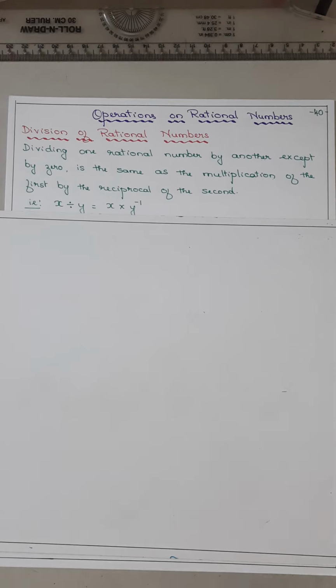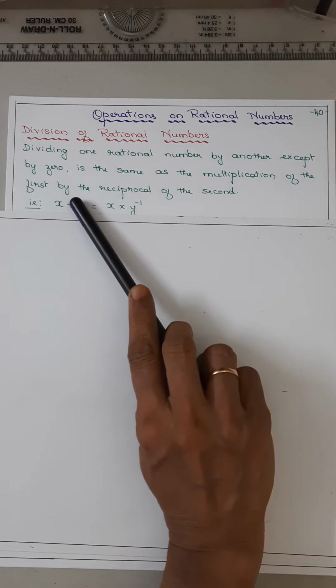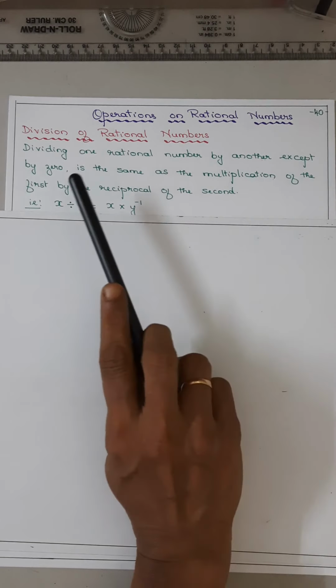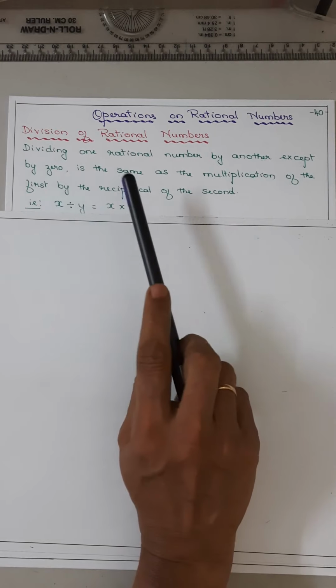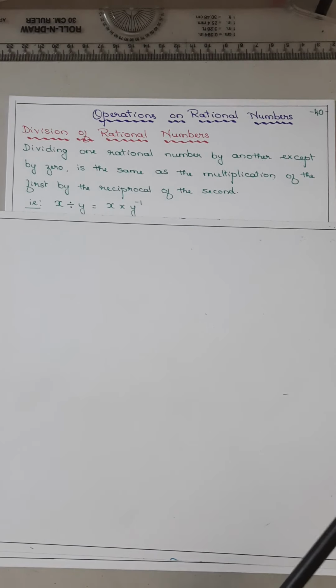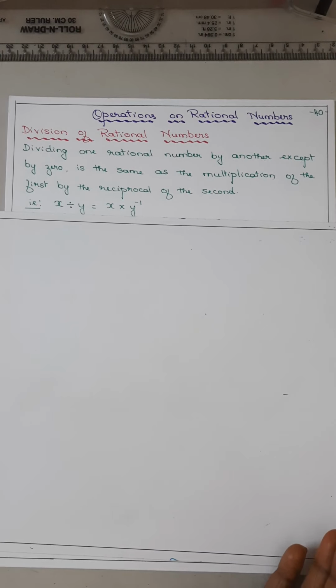Dividing one rational number by another, except by 0, is the same as the multiplication of the first rational number by the reciprocal of the second rational number. So for division, what do we have to do? You have to multiply the first by the reciprocal of the second rational number, isn't it?